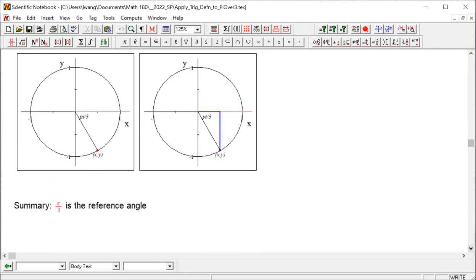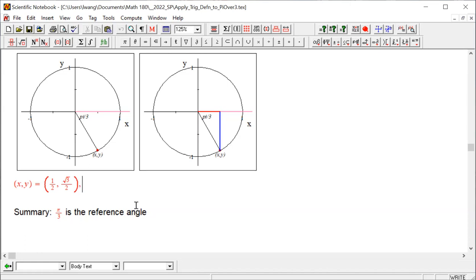Last but not least, terminates on the fourth quadrant, sorry about that. So in this case, the point x, y would be, the red is half, and the blue is √3/2. I've been using these colors consistently. I hope you guys have gotten familiar with them.